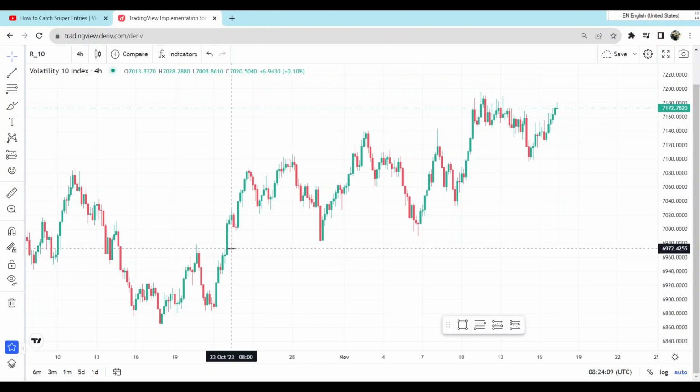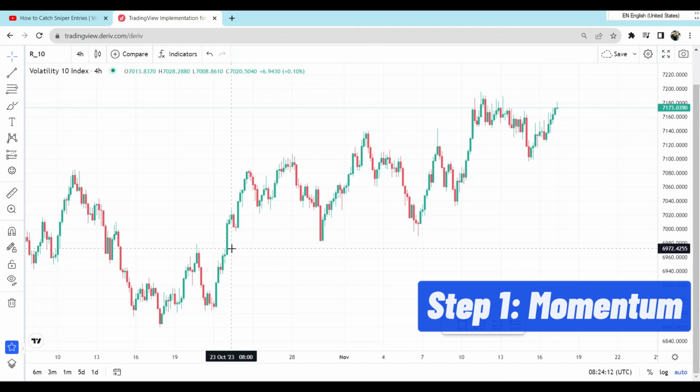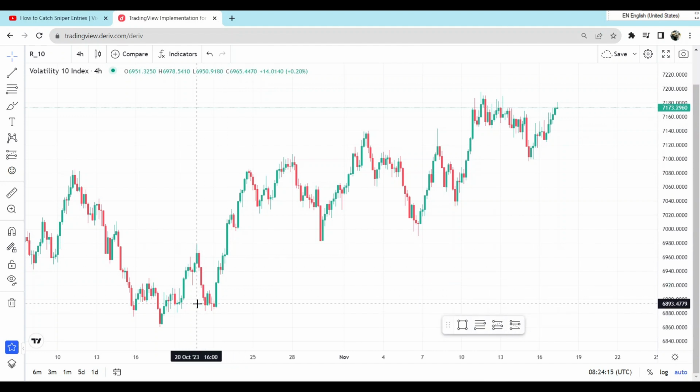The first step is I identify the momentum of the market. Basically, the momentum of the market is where the market is heading, and how many candles it takes to head in the direction that the market wants to go. As you can see, from this point the market takes 1, 2, 3, 4, 5, 6, 7, 8, 9 candles to get to this point. But how many candles does it take to get to this point? It takes more than that. So we know the momentum of the market is an uptrend. In an uptrend market, what do we look for? We look for buys.